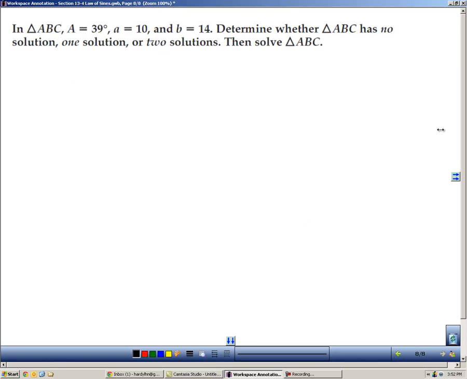So in our last example, we're again given an acute angle for A. So we'll make this angle A 39. I'm going to put B over here on the right. I'm going to put C on the top. We know that side B is 14 units, and we know that side A is 10. But the interesting thing about this side being 10 is we don't know where it goes. We don't know if it goes out here or in here, and that's going to help us determine how many solutions there are.